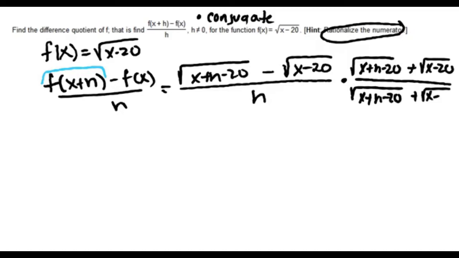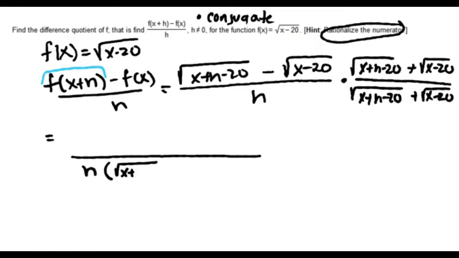The reason we're doing it on both the numerator and denominator is because when we put it in both, we're multiplying by a form of 1, and multiplying by 1 doesn't change the expression. So we're going to multiply by the conjugate. In the denominator, we want to leave this expression in the factored form. So in the denominator, I'm going to leave this as h times that conjugate of square root of x plus h minus 20 plus square root of x minus 20.